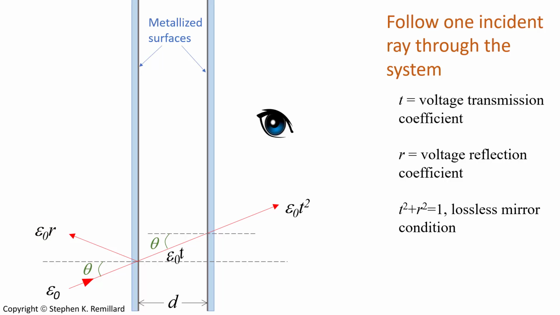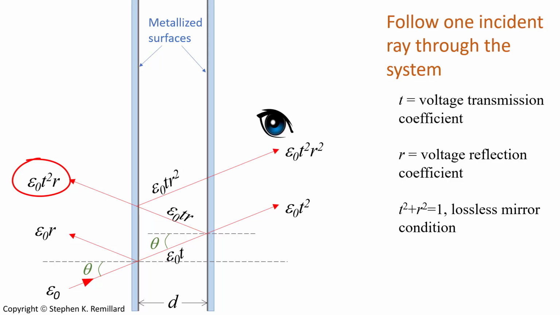It transmits into the space between the mirrors and strikes the opposite mirror. Some of it transmits through that mirror, again with a transmission coefficient T. And so the electric field that comes out of the mirror is the incident electric field E0 times the transmission coefficient T squared. Some of that light reflects back from the second mirror with the coefficient R, and then it strikes the first mirror, and some of that light passes through with another transmission coefficient T, and some of it reflects off with another coefficient R. And then some of that light passes through the second mirror with another transmission coefficient T.